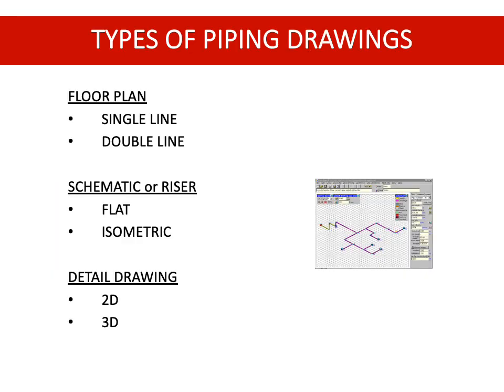So there are different types of piping drawings. In the floor plan, it can be represented using either single line or double line. As for schematic or riser, it can be either flat or isometric. And as for the detail drawing, it can be either 2D or 3D.